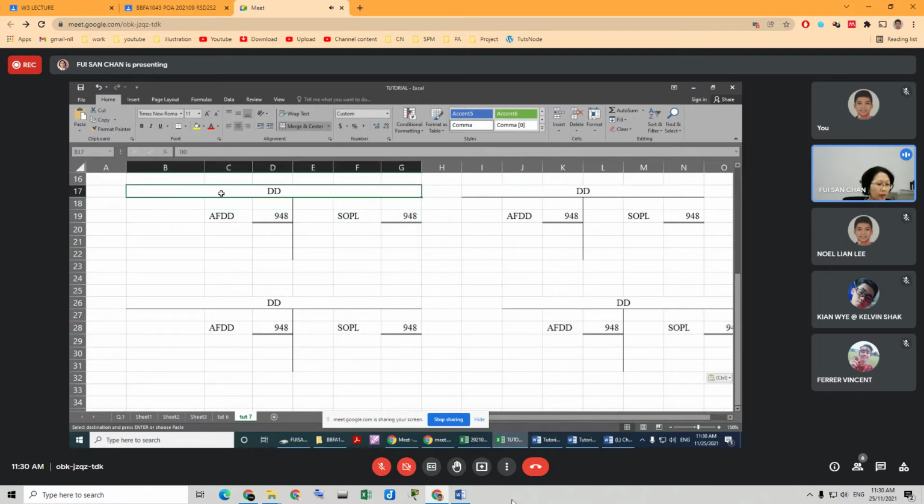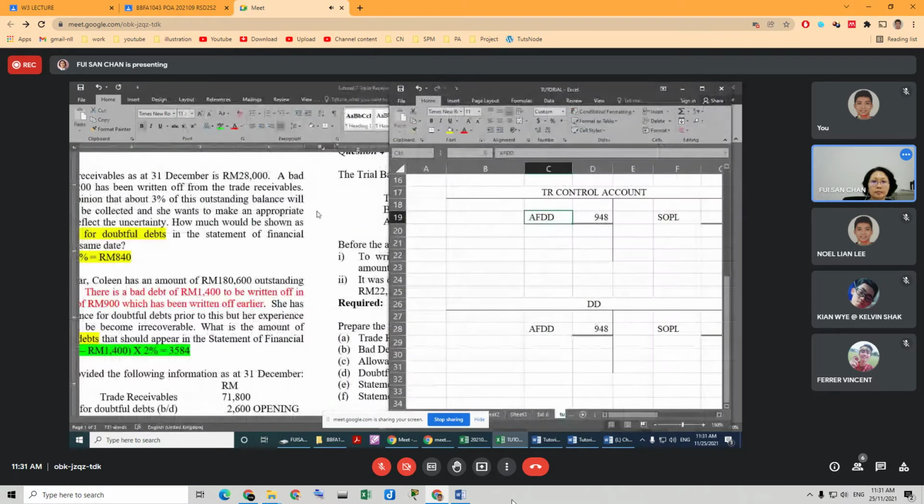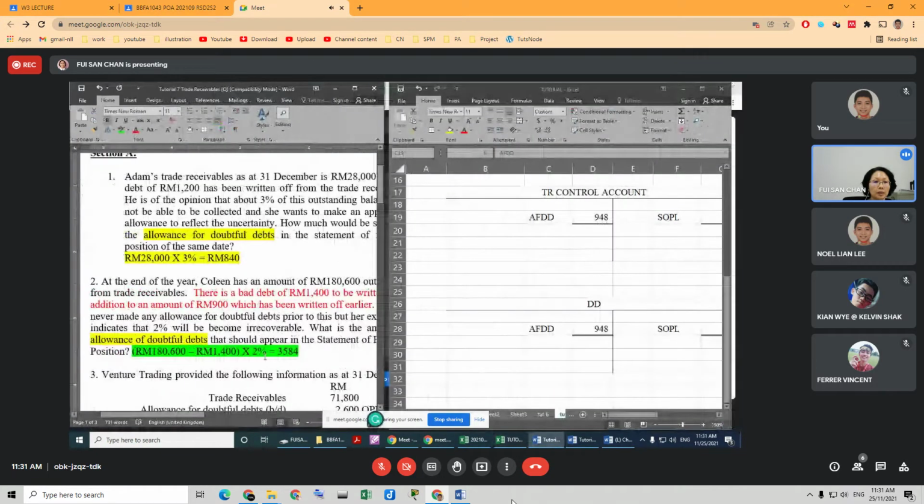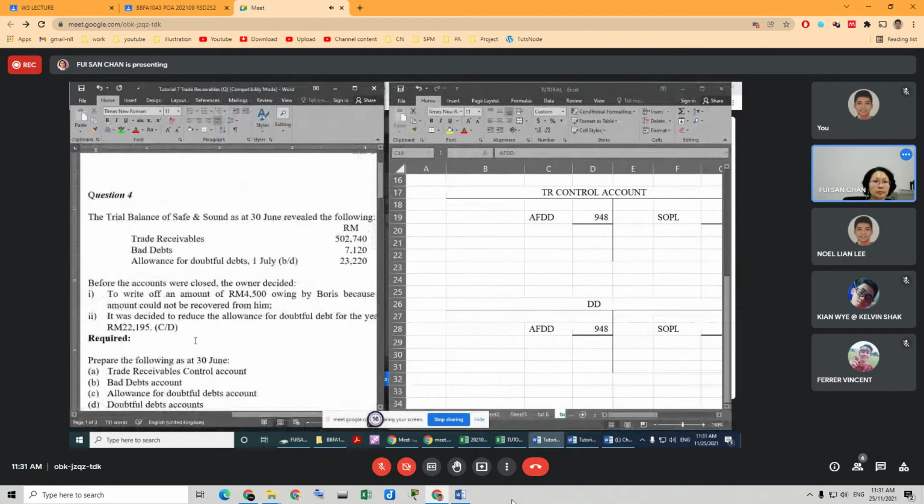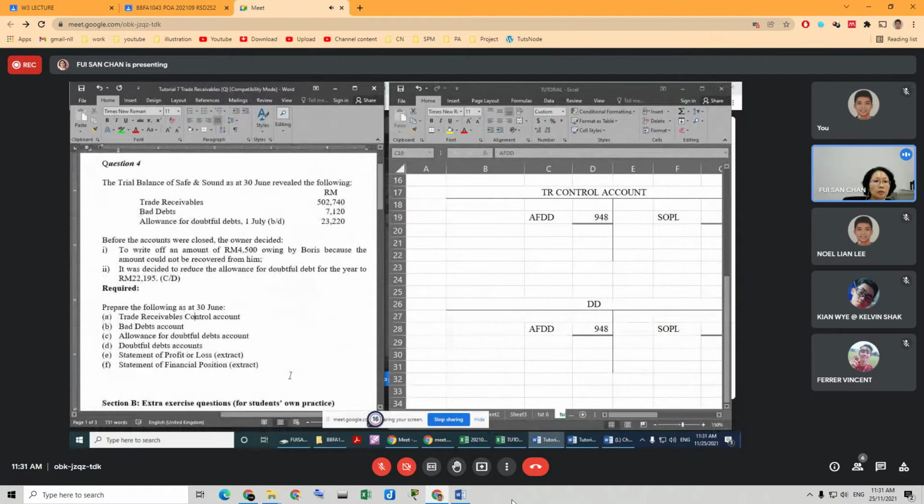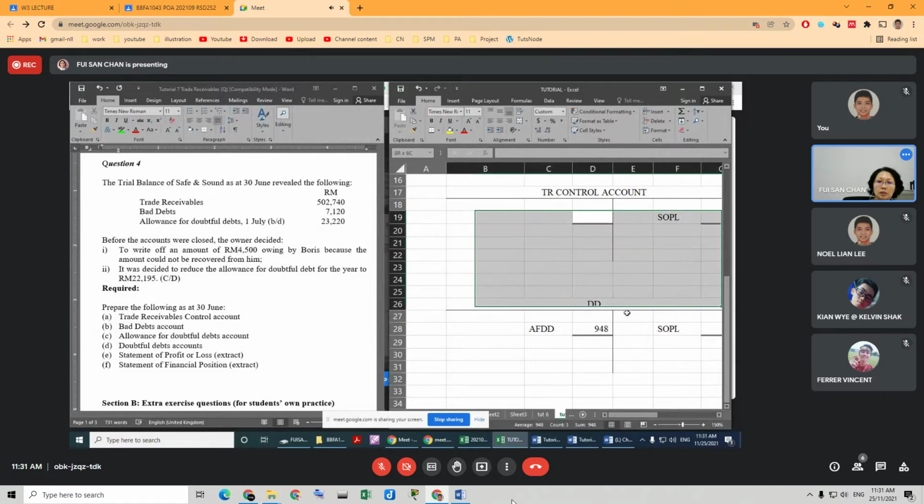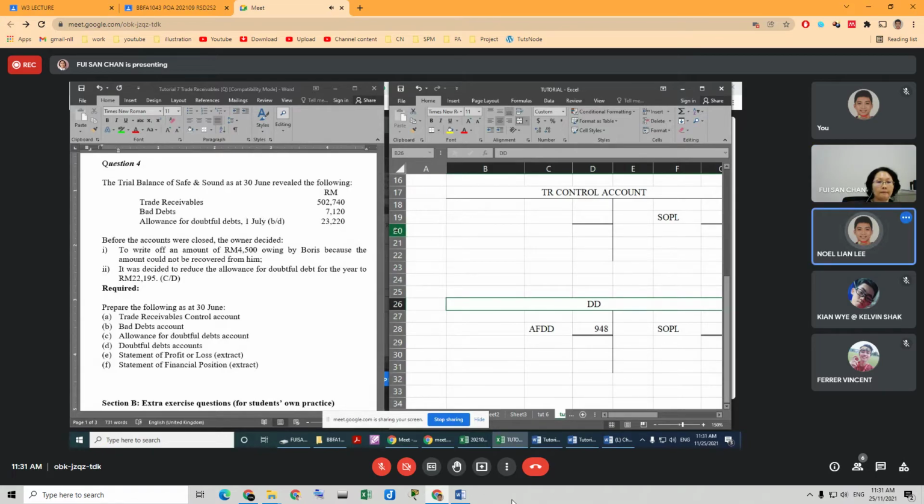Right. So the first account we need to do is trade receivable control account, according to the question. Now, trade receivable control account, how much is our opening balance? Question 4. Okay, how much is our opening balance? 502,740. So this is our opening.